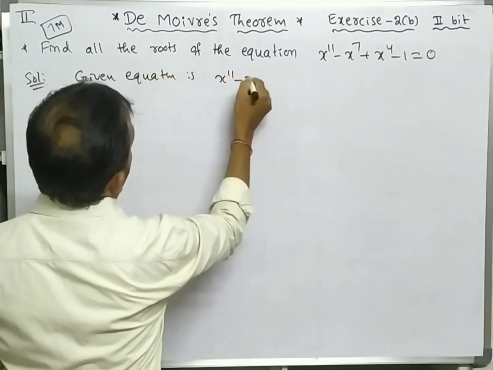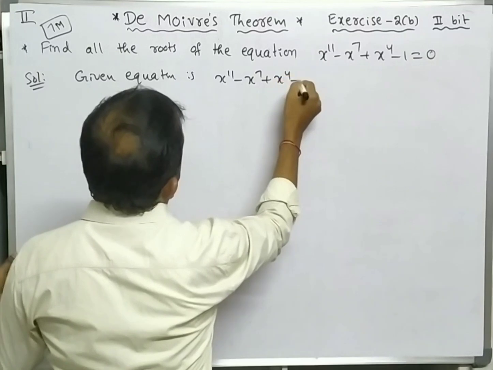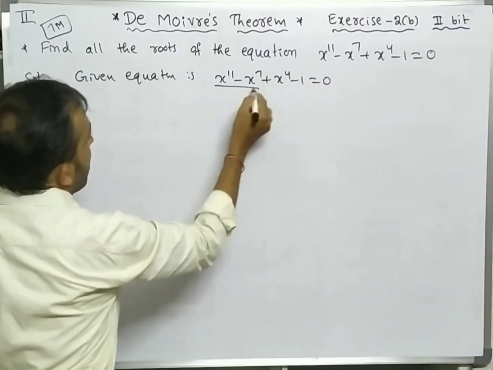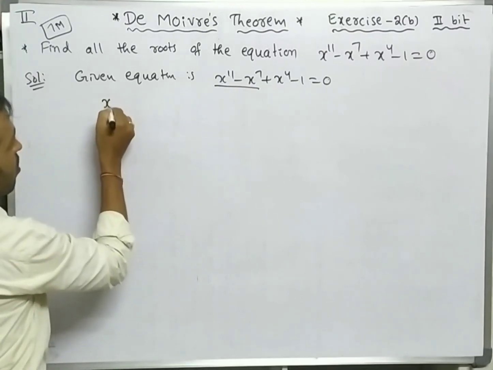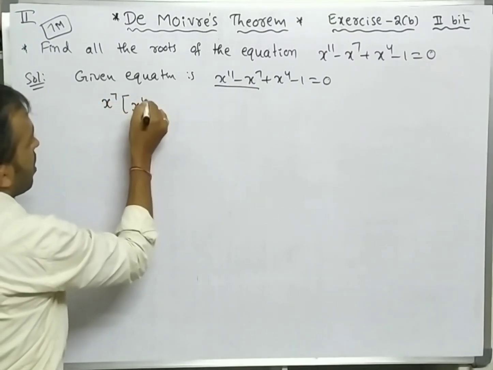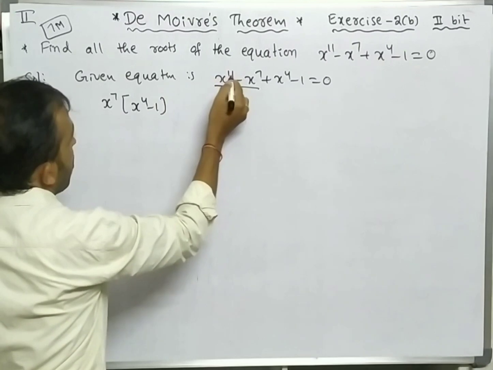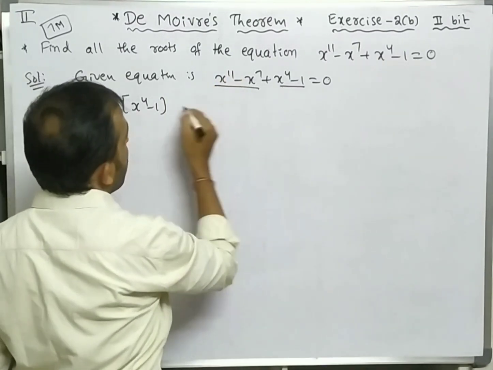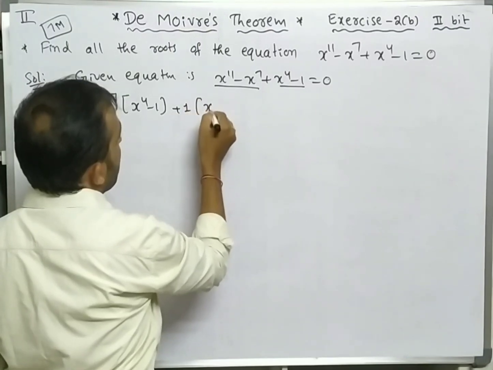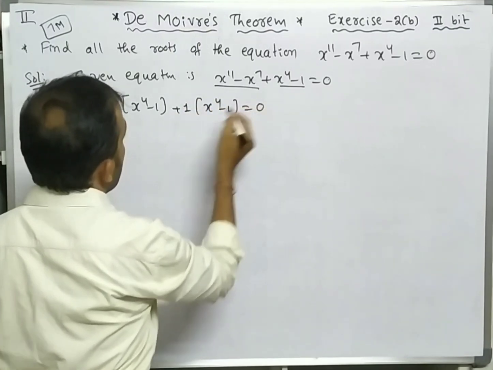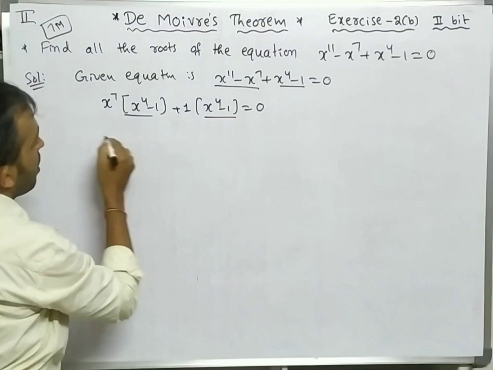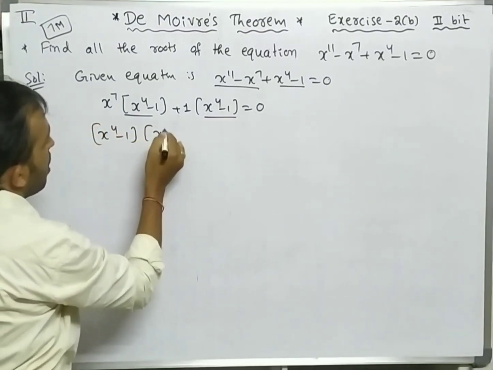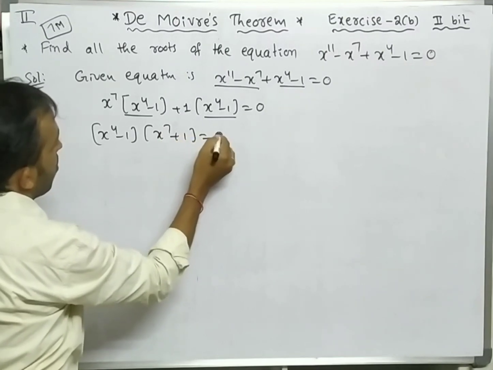x power 11 minus x power 7 plus x power 4 minus 1 is equal to 0, similar to the previous problem. Taking what is common in the first two terms, x power 7, what remains is x power 4, since x power 7 into x power 4 gives x power 11. In the last two terms there is no common factor, so 1 x power 4 minus 1 is equal to 0. Again, x power 4 minus 1 is common, what remains is x power 7 plus 1 is equal to 0.